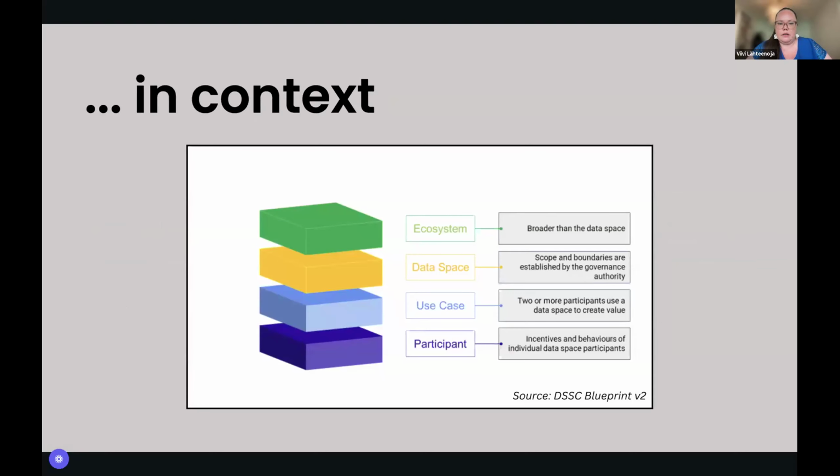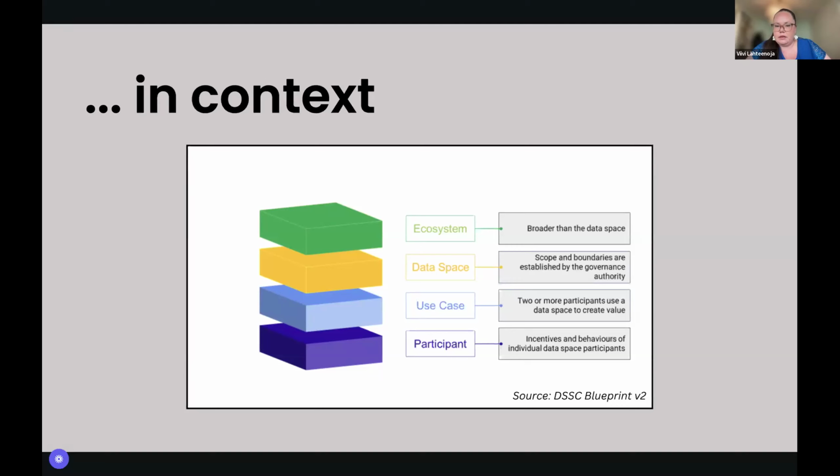But also understand that data spaces don't exist in a vacuum. I really like showing this layered hamburger picture of the context within which data spaces can be understood. So data spaces are always part of a larger ecosystem. And data spaces support one or more use cases, which in turn include a number of participants that together make up the use case. So the ecosystem is also always broader than the data space itself.